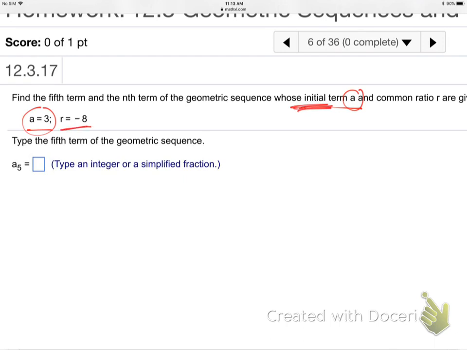And the ratio, so now we have an R instead of a D, right? Before we had the D, the difference from term to term. Now we have the ratio. Whatever, that's the multiplier. So that means, here, let's do some of the terms. So the first term is 3. That's what the A is. That's what they're saying, initial term. And then the R is what you multiply by each time.